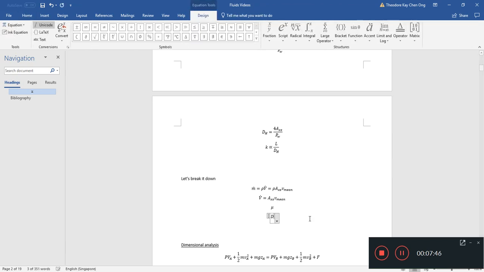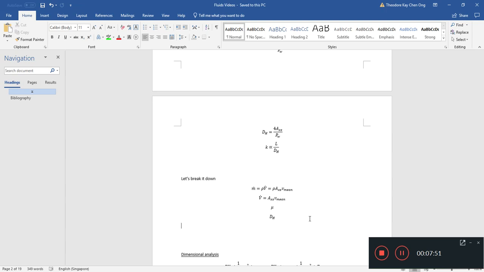You probably guessed that, hey, this will affect the fluid flow as well. You never know. Okay, so yeah, these are some of the properties of a fluid. What else can we think? We have density, we have viscosity, we have temperature.